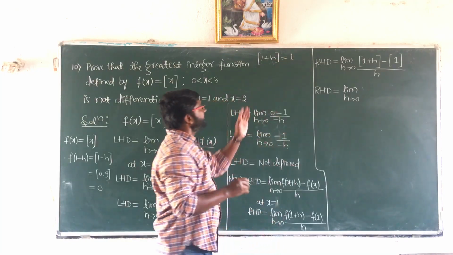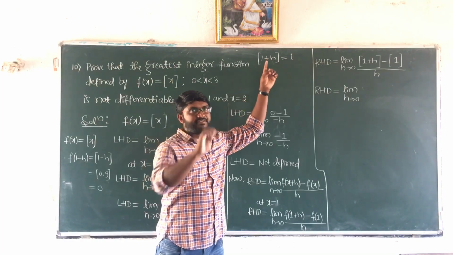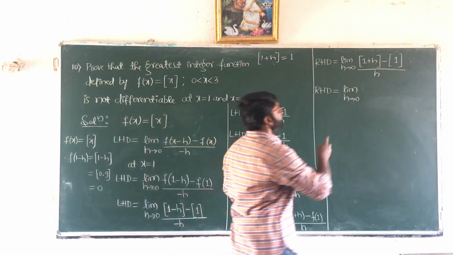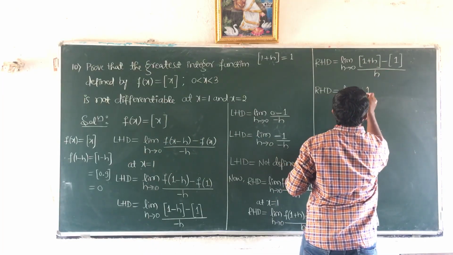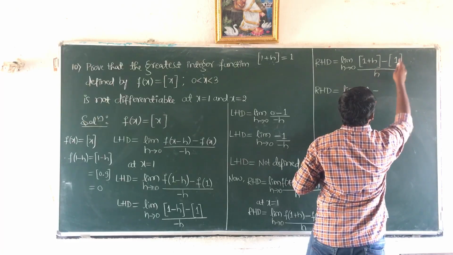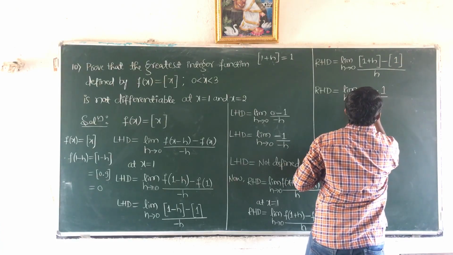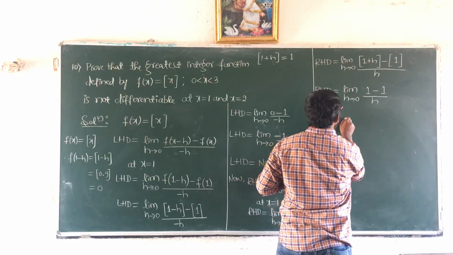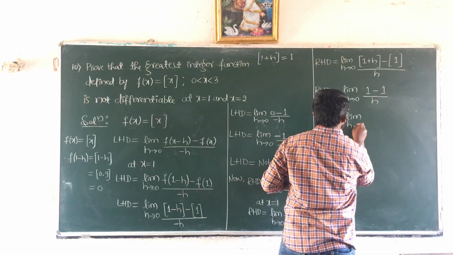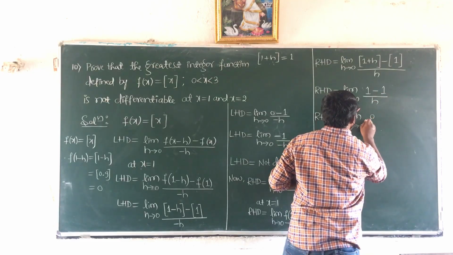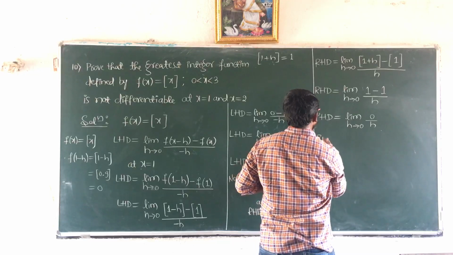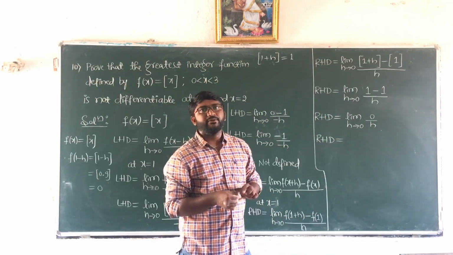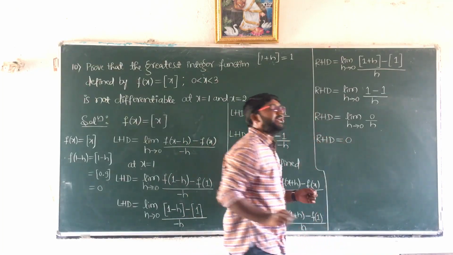Remember this: if it is 1 minus h, it would have been 0. Now it is 1 plus h, so that means it is equal to 1. So I have to write 1 in place of greatest integer 1 plus h. 1 minus greatest integer 1, which is always 1, divided by h. So RHD becomes limit h tends to 0 of 1 minus 1, which is 0, divided by h. 0 divided by anything is always 0, and the limit of 0 is always 0. We get the right hand derivative as 0.